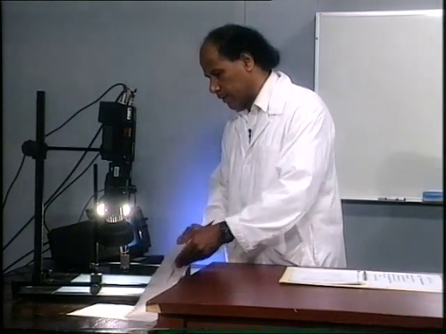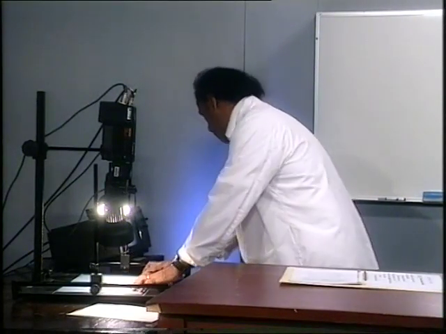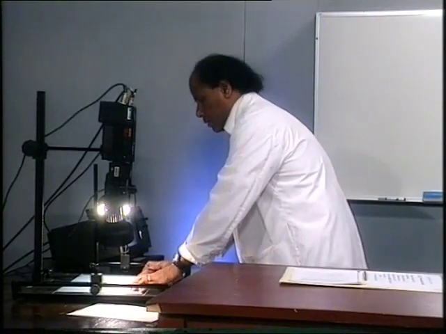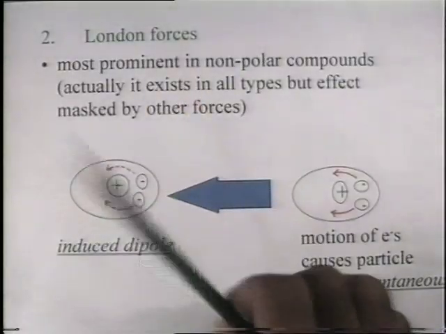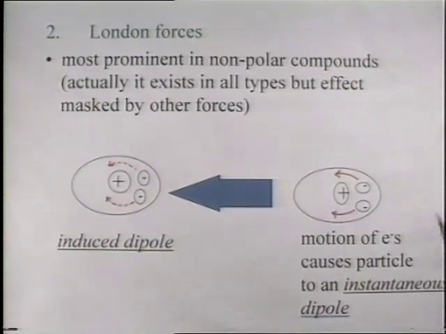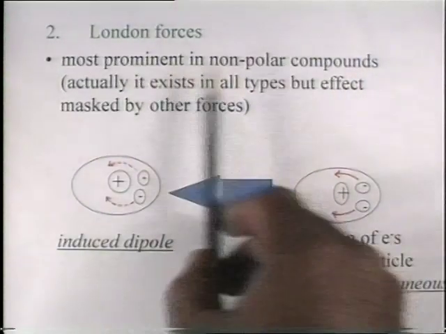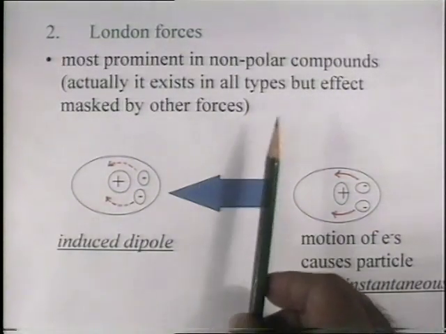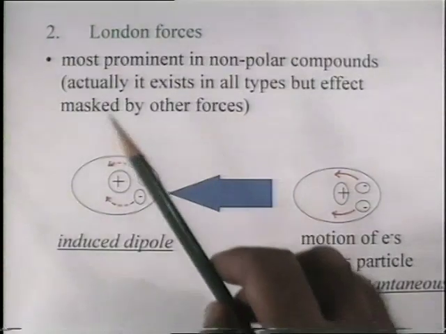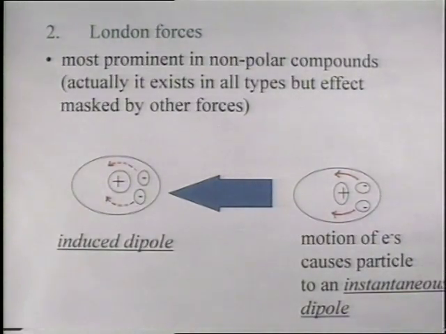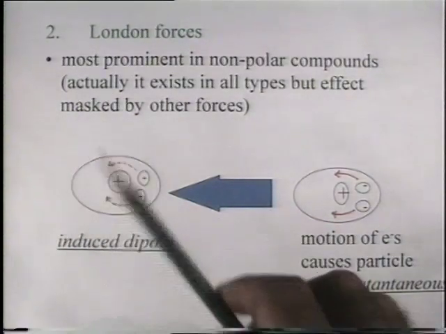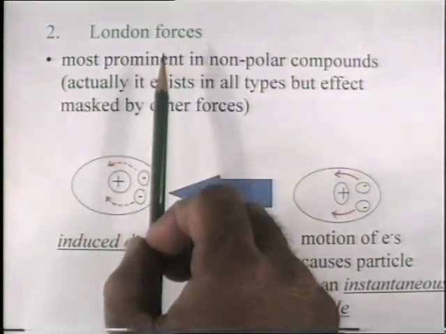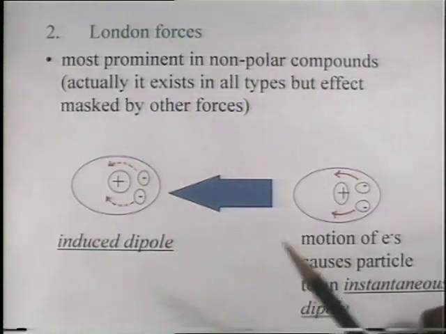The next kind of intermolecular attraction is what is called London forces, and this is most prominent in nonpolar compounds. You can see this effect in nonpolar compounds. In fact, this actually exists in all kinds of compounds, but because of the presence of the other much stronger forces, like the one we just looked at, dipole-dipole forces, and the one after this, which is termed hydrogen bonding, the effect of the London forces is masked by the other stronger ones.